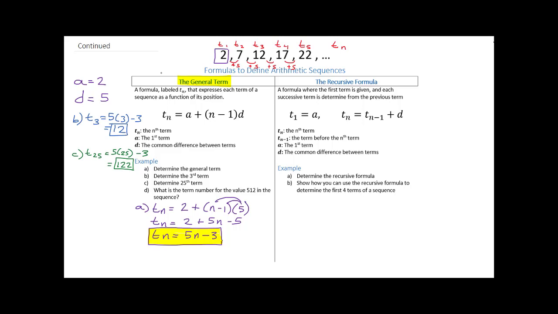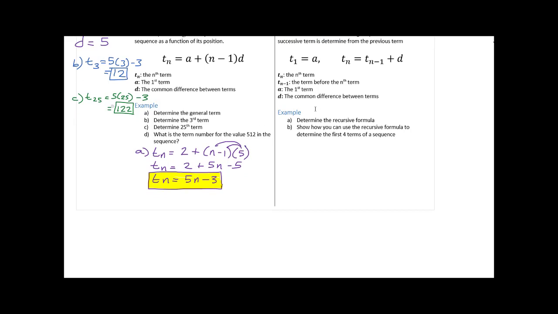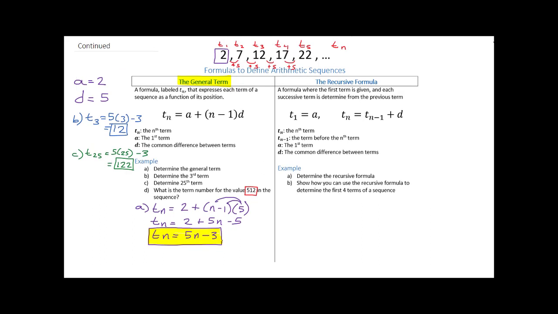Now, here's where it gets a little tricky, but the next step, I suppose. What is the term number for the value 512? So what they're saying to me here is, what if we gave you 512? That is one of the terms, right? Like 2 is a term, 7 is a term, 12 is a term, 17. So eventually we would get to 512, right? What's its term number? So what is the n for that? That's what we're looking for.